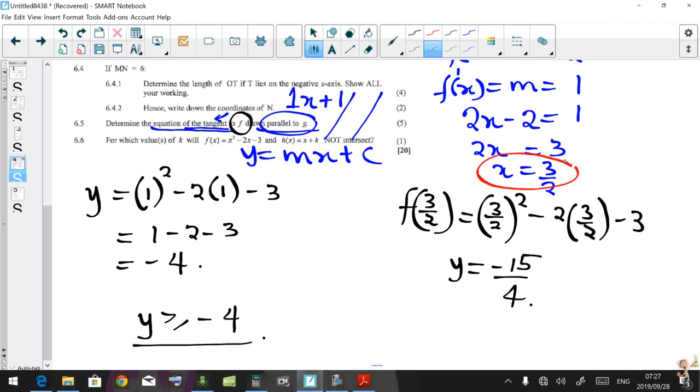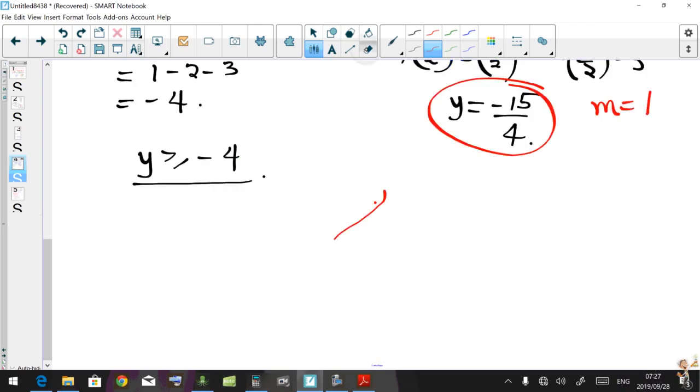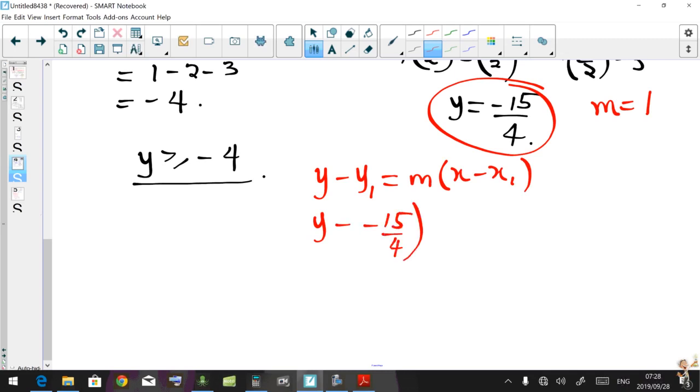Alright, so what do I have right now? I have my x value, I have my y value, and they said the line is parallel. My gradient is equal to what? 1. Is that fine? So how then do we get the equation of the line? Can we then say y minus y1 equals m times x minus x1? y minus negative 15 over 4, remember. What's my gradient? 1. x minus, what is my x1? My x1 is 3 over 2.